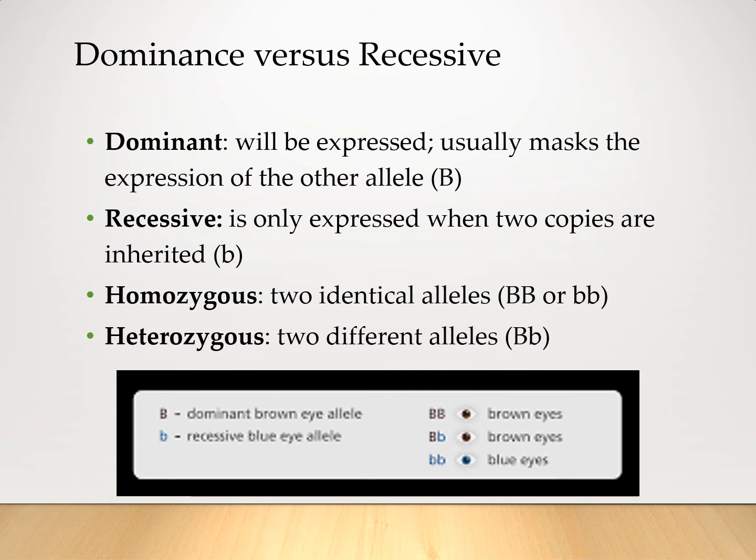If a person inherits both recessive eye color genes and has blue eyes, they are homozygous recessive, which is written lowercase b, lowercase b. However, if a person inherits one dominant allele from one parent and one recessive allele from the other parent, they are heterozygous for eye color, but will express brown eyes because the brown is dominant and masks the blue. The combination is written capital B, lowercase b. This follows Mendel's law of dominance, stating that with heterozygous traits, the dominant will mask the recessive.